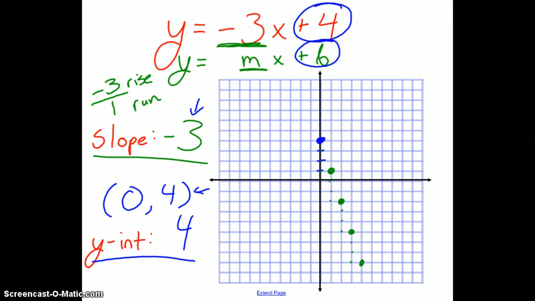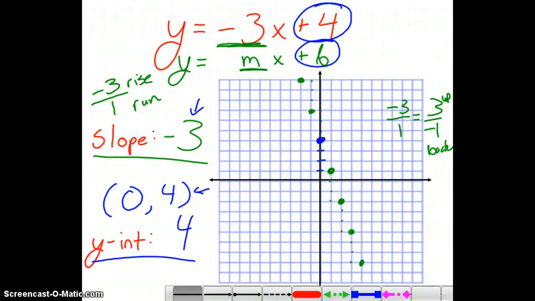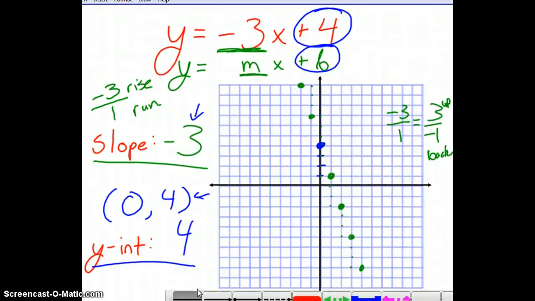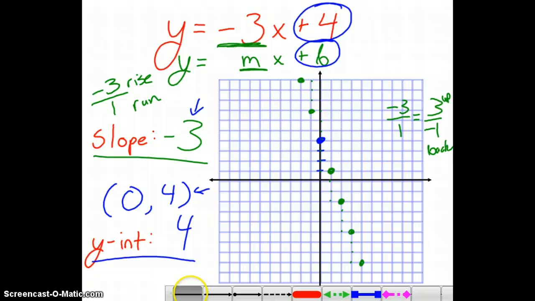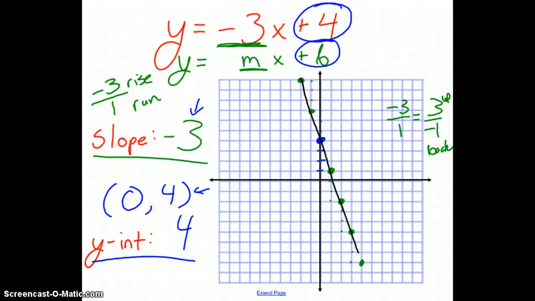Now, for going back up in the other direction, I've got -3 over 1, which could also be +3 over -1, which means up 3 and back 1. So I'm going to go from where I started, up 1, up 2, up 3, back 1. And the final step, you already remember, you're just taking your line tool. I can't draw a line, so pretend I'm using a ruler. You're drawing your line and adding arrows so you know it goes on forever.